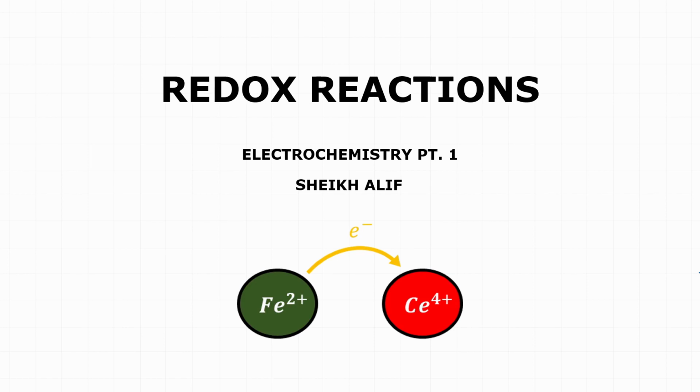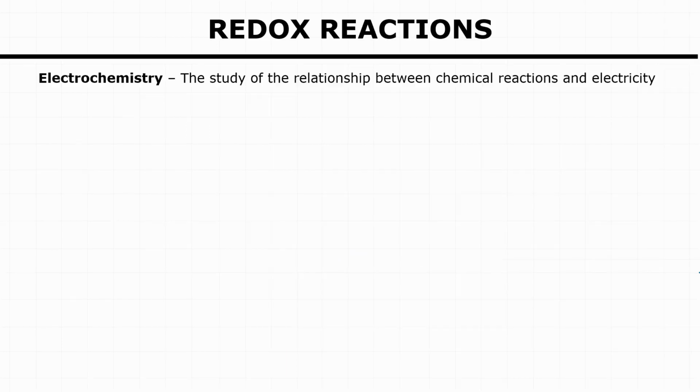Today we're going to be talking about redox reactions. And redox reactions are the fundamental basis for a branch of chemistry known as electrochemistry. Electrochemistry is the study of the relationship between chemical reactions and electricity.